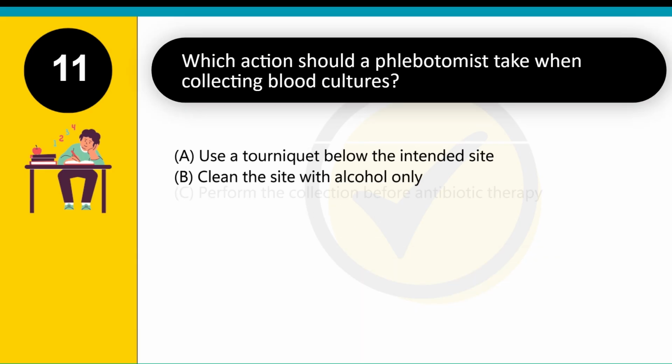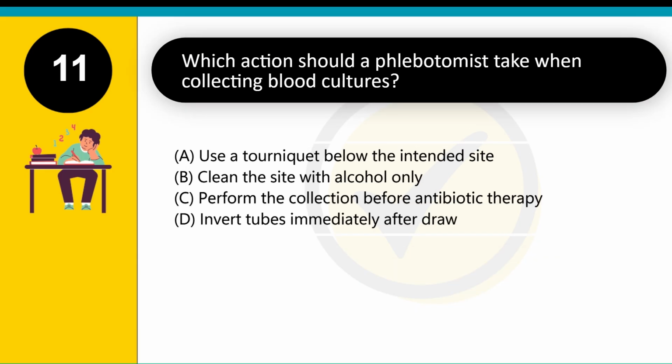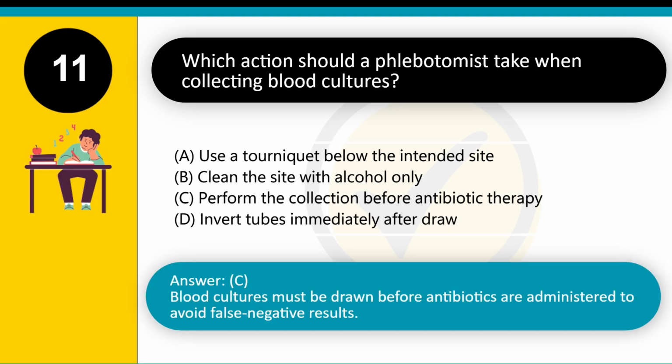Which action should a phlebotomist take when collecting blood cultures? A. Use a tourniquet below the intended site. B. Clean the site with alcohol only. C. Perform the collection before antibiotic therapy. D. Invert tubes immediately after draw. Answer C. Blood cultures must be drawn before antibiotics are administered to avoid false negative results.